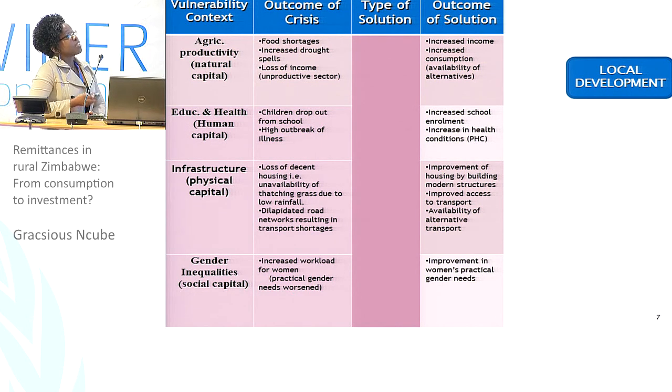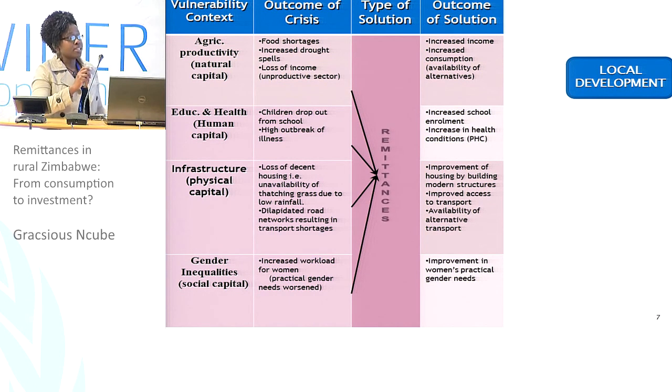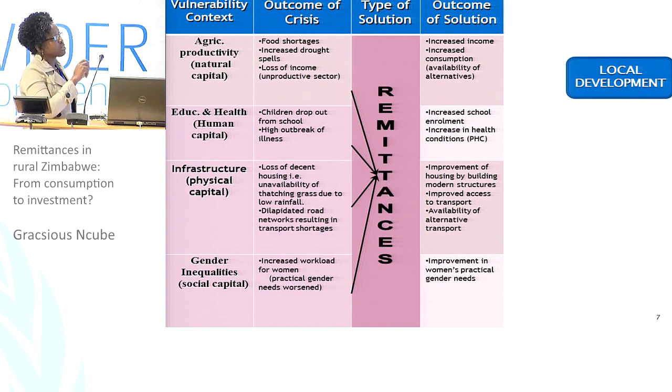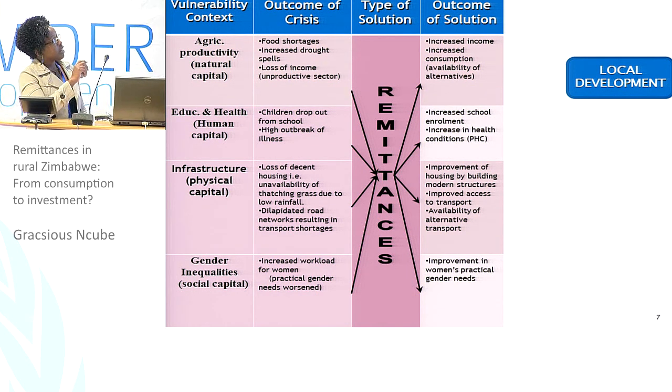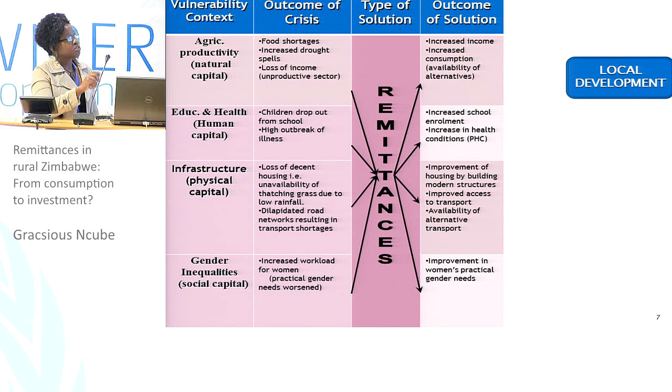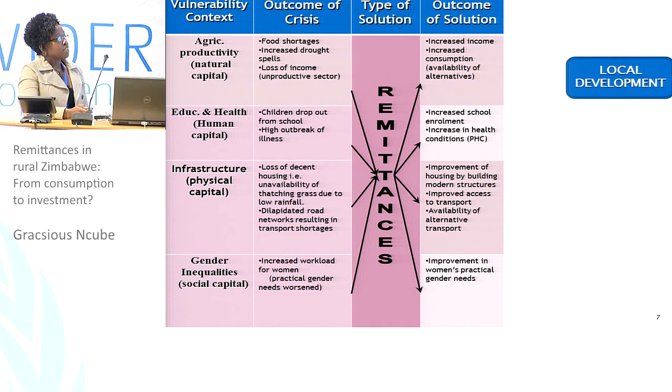And the type of solution that we are hoping to see is the remittances, coming in to ease all those burdens on this particular village. With remittances in the agricultural sector, we'll see increased income and increased consumption, which results in availability of alternatives. Under education and health, which is human capital development, there will be increased school enrollment and an improvement in health conditions, that is primary health care.